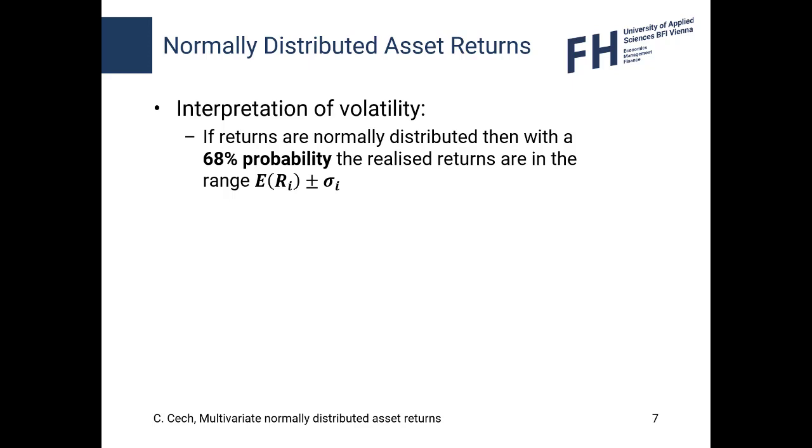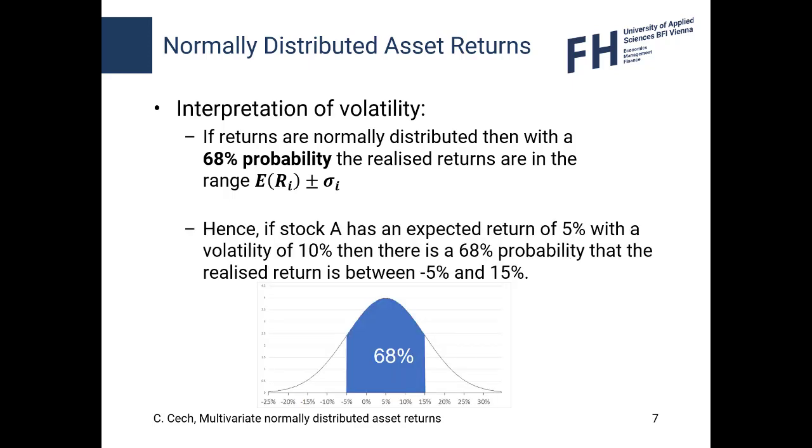And this is one way of interpreting the volatility, which I also always keep in mind. And it helps to understand. So this interpretation is that if we assume a normal distribution, then with a 68% probability roughly, the realized returns are in the range of the expected return plus minus the volatility.